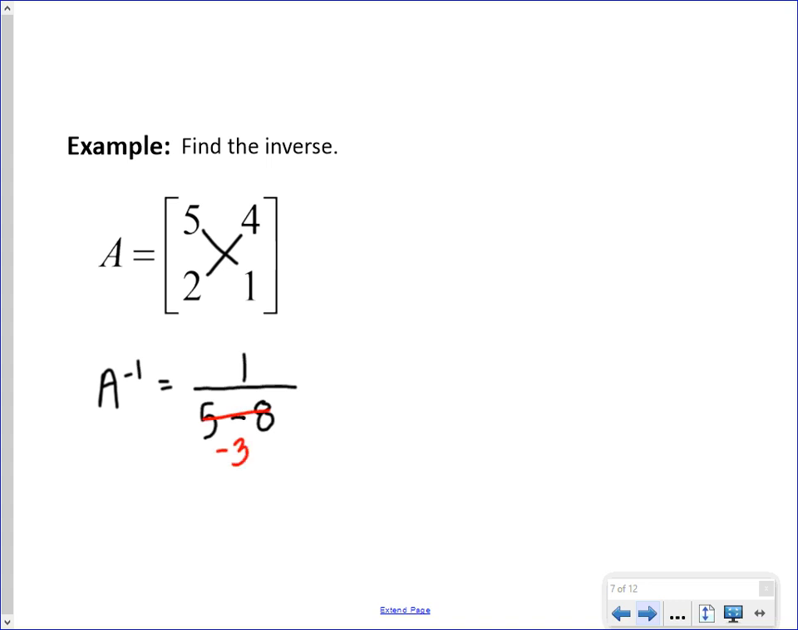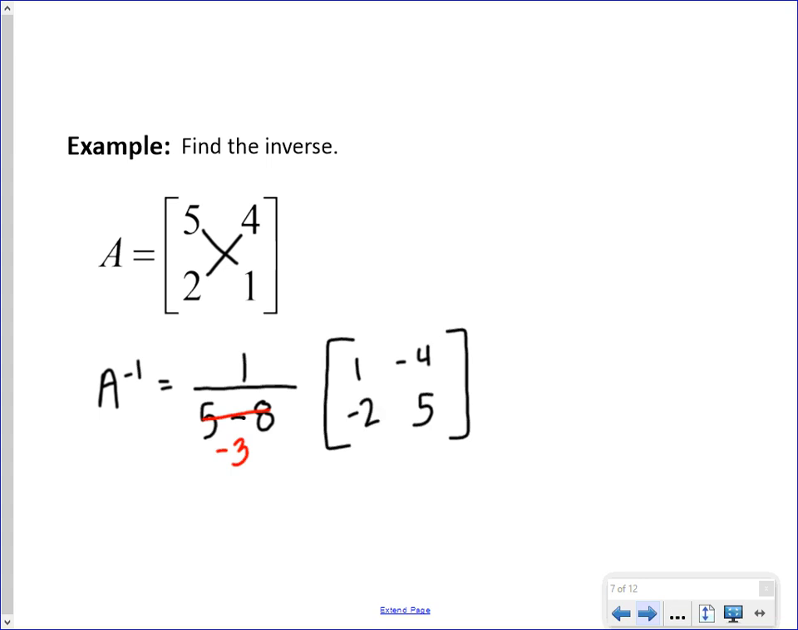So that's my scalar. Then I have to create that 2 by 2 matrix, doing a little bit of changing. On that first diagonal with 5 and 1, those are going to switch spots. So now my first row, first column entry is 1, and my second row, second column entry is 5. On the other diagonal, 4 and 2 stay where they are, but because they're both positive, they turn negative. So we make them negative 4 and negative 2.